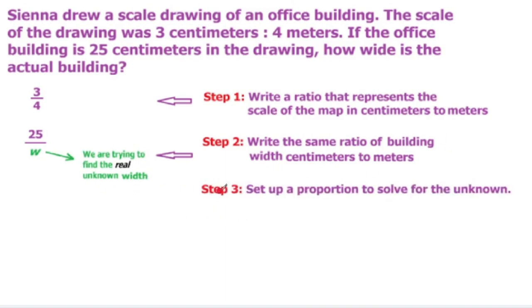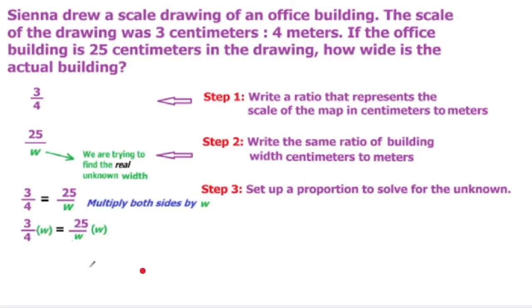So now we could set up a proportion to solve the unknown. So it would look like this: 3/4 equals 25 over W. Now it just becomes like any equation, and we could just solve for W. So what we'll do here is we multiply both sides by W because we want to get rid of it here in the denominator. We want to get it on its own on this side of the equal sign. So these will cancel out, and we're left with 3/4 W equals 25.